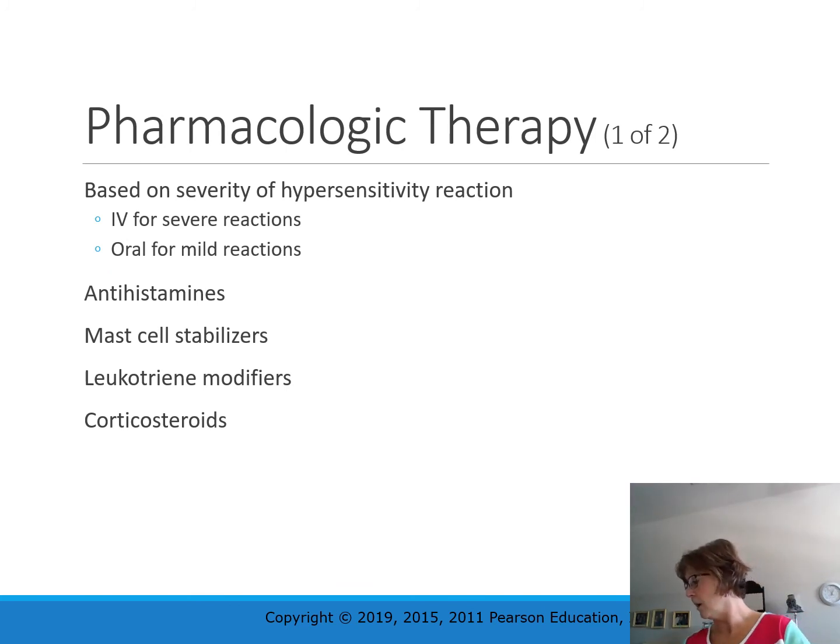So this is where we're talking about antihistamines. The antihistamines block the H1 histamine receptors, which lead to the reaction. And one of the best drugs is Benadryl. The only downside to Benadryl is it does make you sleepy. But Benadryl is very, very effective.